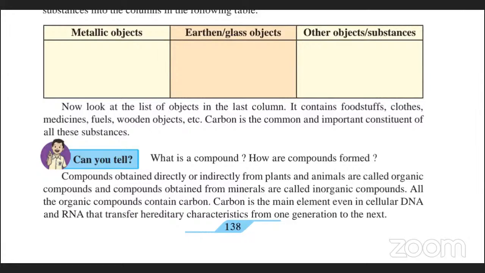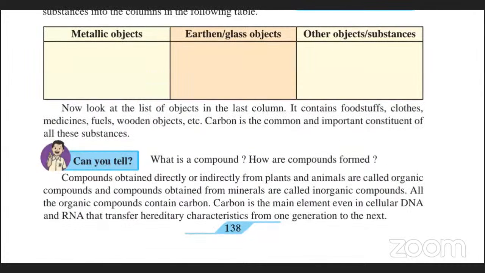Compounds obtained directly or indirectly from plants and animals are called organic compounds. Organic compounds are usually of natural origin. If any compound is made or extracted from any natural thing, then they are said to be organic compounds. So any compound which is obtained from plants or animals is said to be an organic compound, and all the other compounds are considered as inorganic compounds.